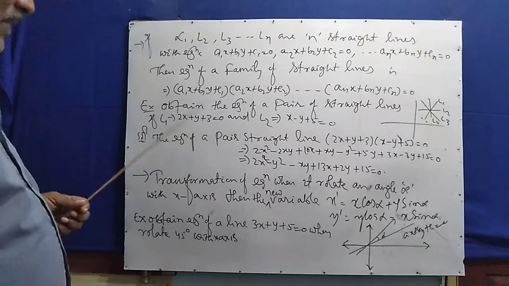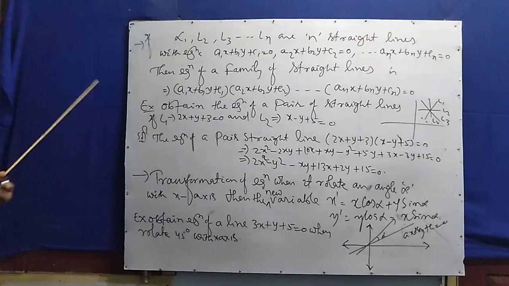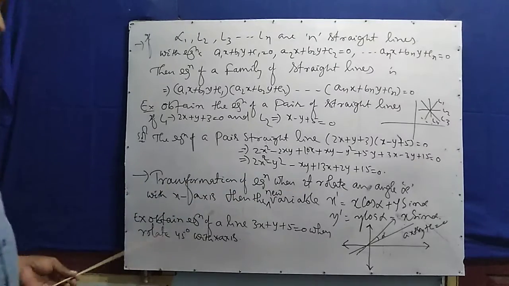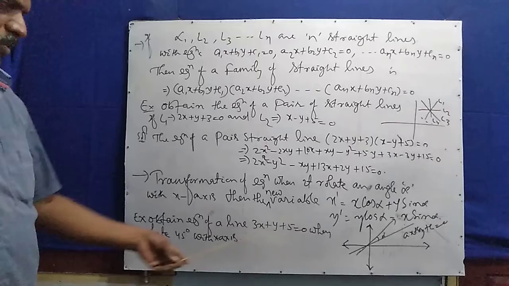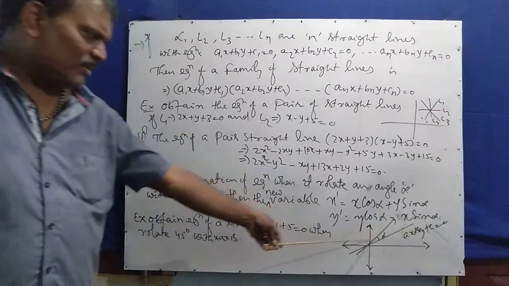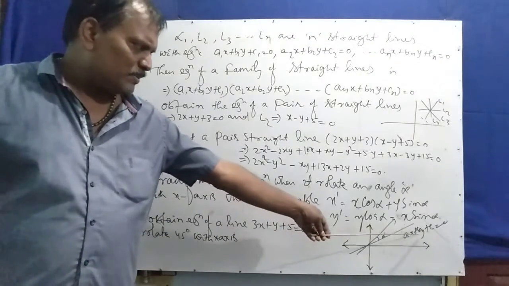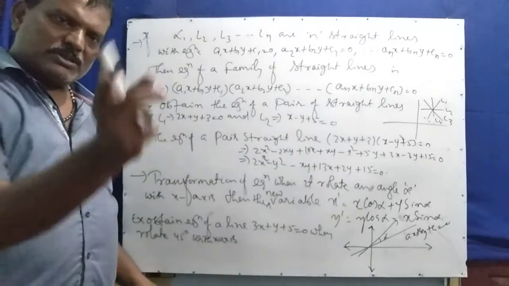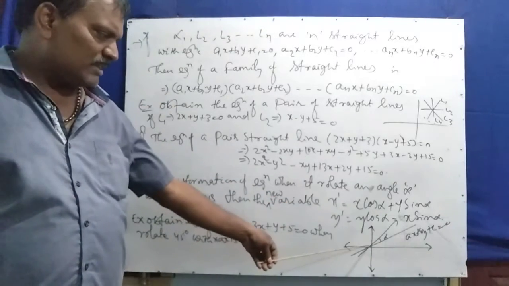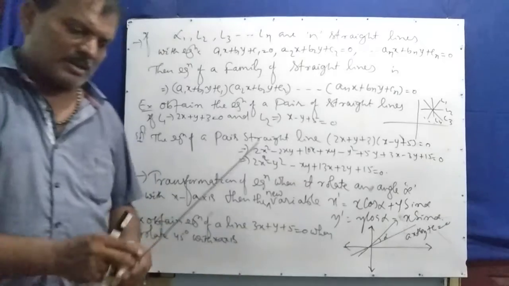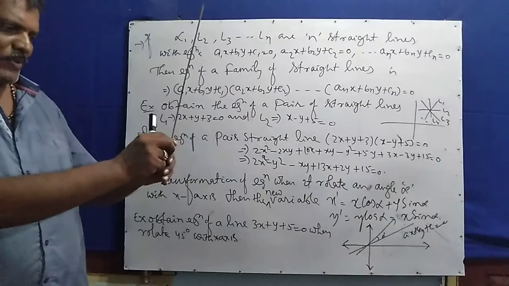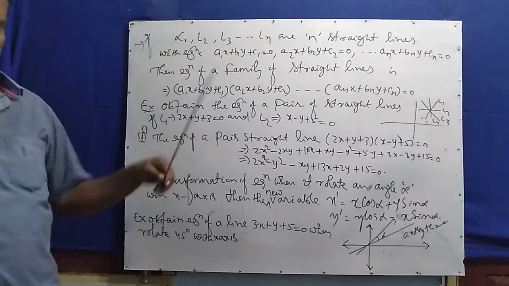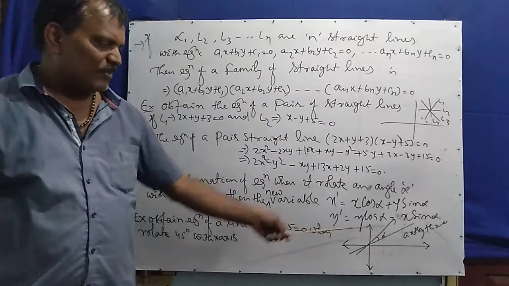Here is another important format: transformation of equation when it rotates by an angle alpha degree. Suppose you look at one of the straight lines given here, the equation of the straight line given ax plus by plus c equal to 0. When the straight line rotates, means at the origin it rotates in this way, either clockwise or anti-clockwise direction, whatever that may be, it rotates at an angle alpha degree.